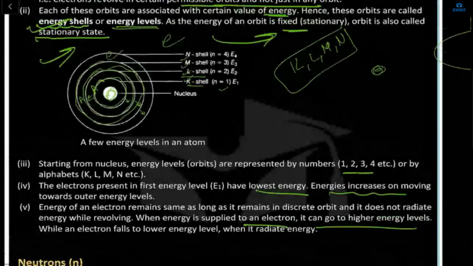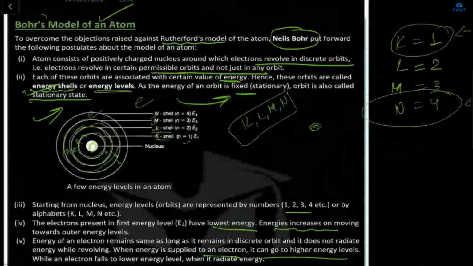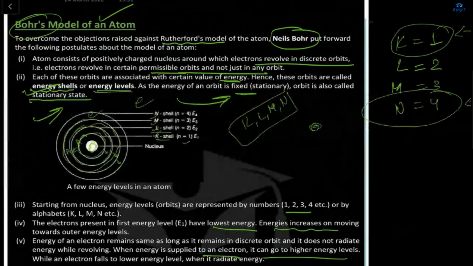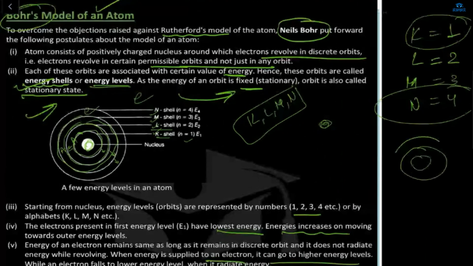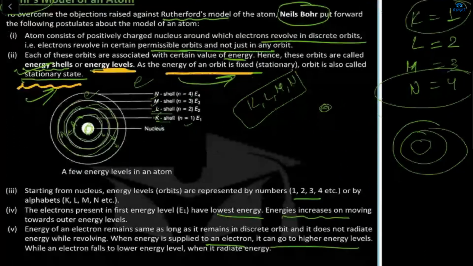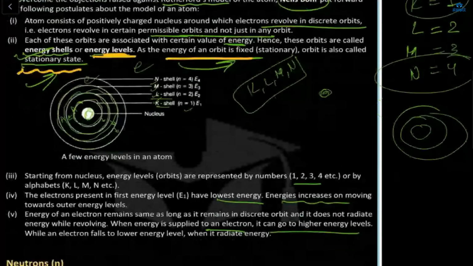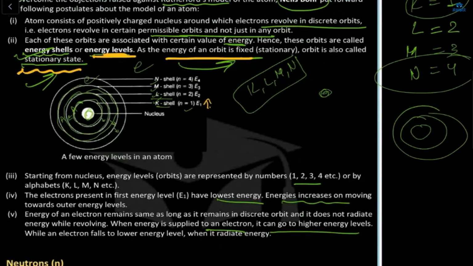So this is the theory which he gave, Bohr's model. First, the atom consists of a positively charged nucleus around which the electron revolves. Second, every orbit has some amount of energy, known as the energy shell or energy level, and that energy is fixed, which is known as the stationary state. Each orbit has a name, K, L, M, N, or 1, 2, 3, 4. Moving towards M, M will have more energy than L, and N will have the highest energy compared to the K shell.